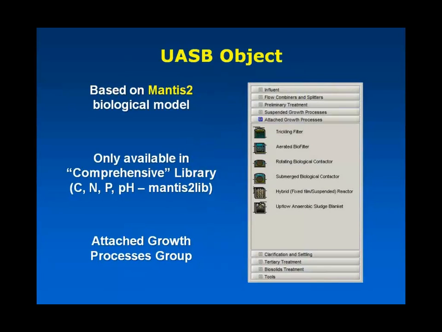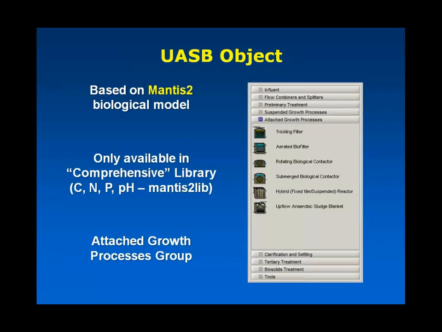So you will find that unit only for the new Mantis 2 model. So you have to go to the top of GPSX, do the pull-down menu, go to the comprehensive library, the one that models carbon, nitrogen, phosphorus, and pH, and all the inorganic precipitation and so on. That's our Mantis 2 library. And once you have pulled down and selected that model, you'll notice that the objects available to you in our process table are changed, and there's a new one added there, the upflow anaerobic sludge blanket. So you have the new object, but it's available to you only in the Mantis 2 library.